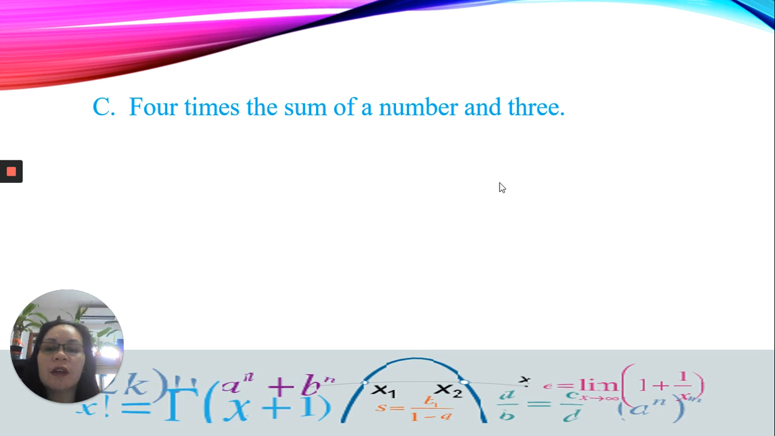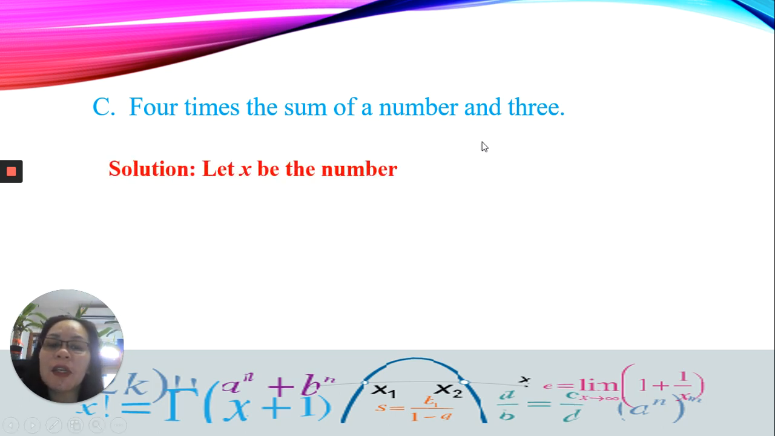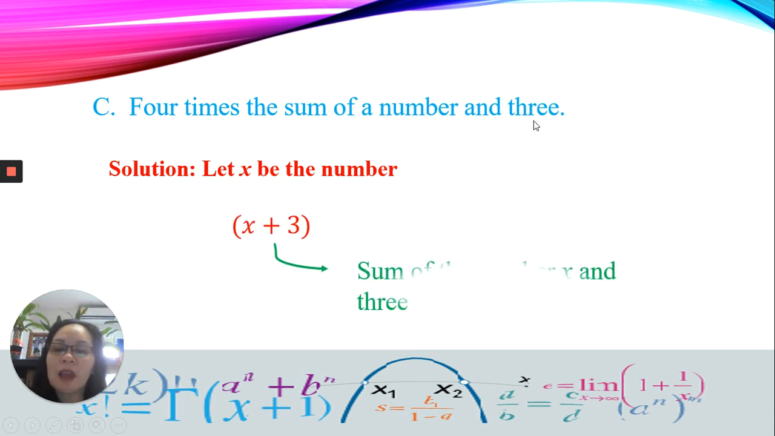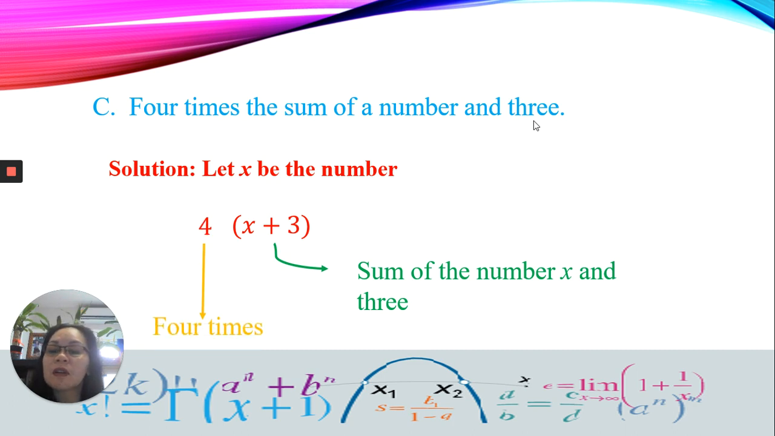What you will do here, you have to let x be your number because we do not know what the number was. So you will have 4 times the sum of a number and 3. So let x be the number. Then the sum of the number and 3, you will have x plus 3. And then 4 times that, so you will have 4 times the quantity of x plus 3. So your answer for that is 4 times x plus 3.